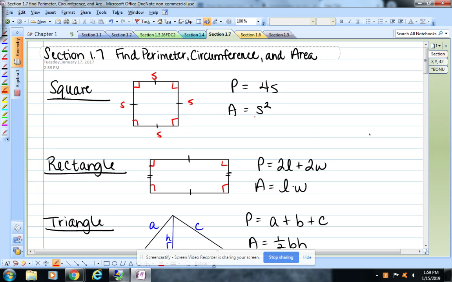All right, the area of a square, well, it's a rectangle, so it's length times width. But since the length and the width are the same, you can say the area equals the length of one side squared. So a square actually has a shortcut. Okay? All right, rectangles.